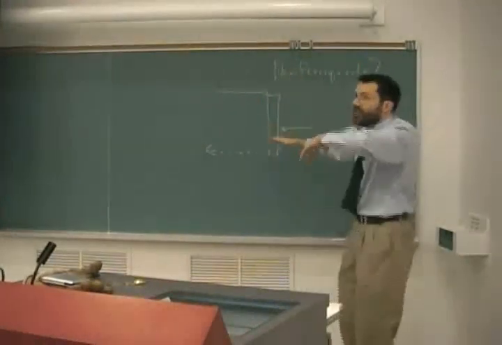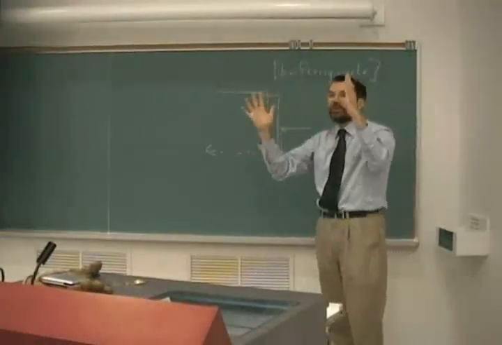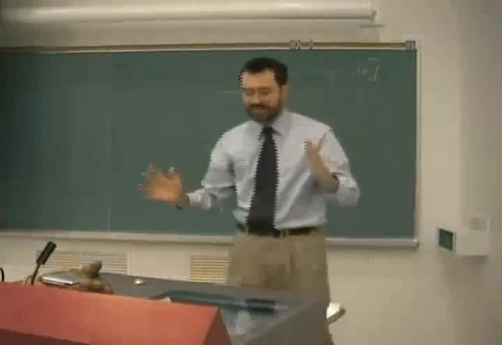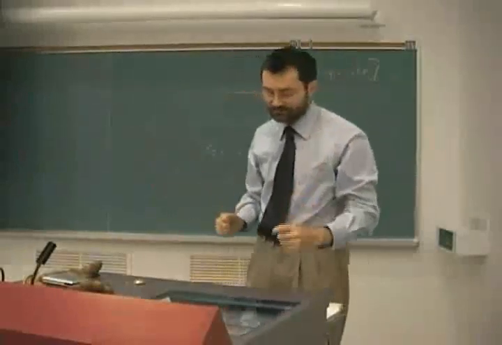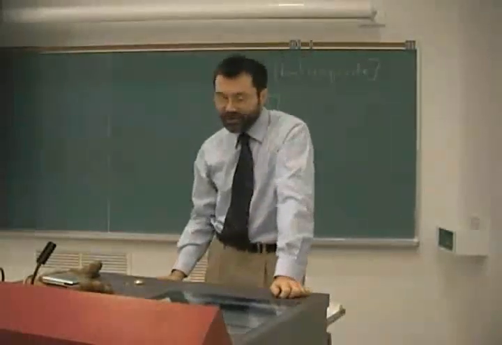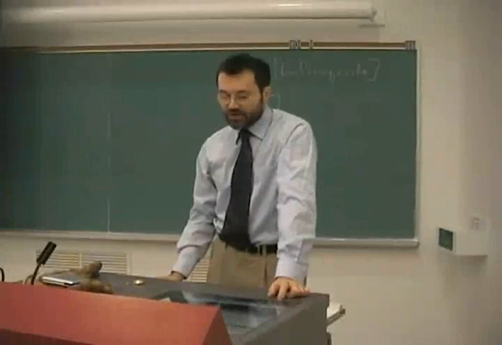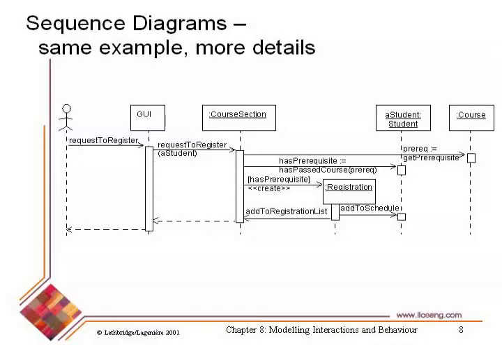You don't say if this then that. You just put it in brackets and you say this is the if. Only send this message under this circumstance. So what we're saying is we're only going to create the registration for the student if the student has the prerequisites. The previous call was saying find out if we have the prerequisites. Have they passed the prerequisite courses? The one before that was saying get the prerequisites.